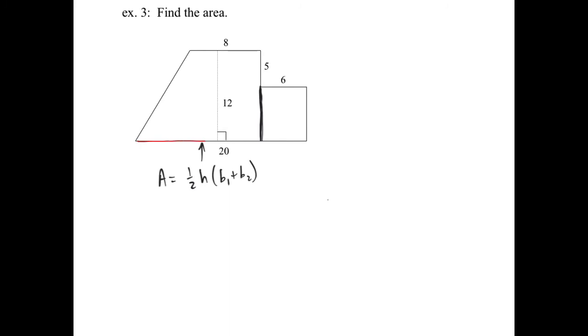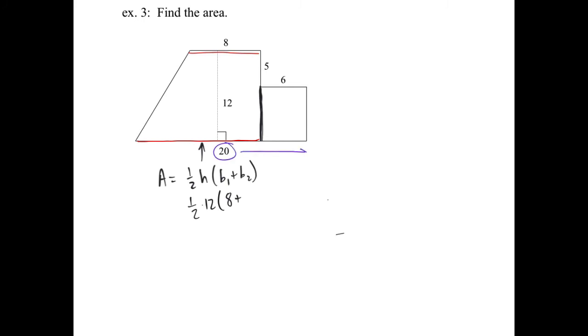So we'll call this base 1. We'll call this base 2. And height is going to be perpendicular to those, right? 12. So height is 12. So 1/2 times 12. Why is the 12 dotted? One of my bases is easy, because one base is a length of 8. My other base, ooh, can we say 20? No, we cannot.